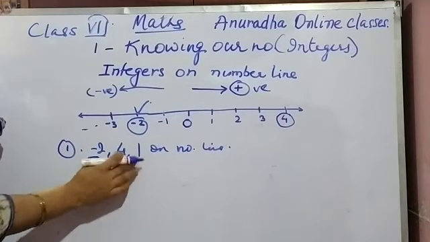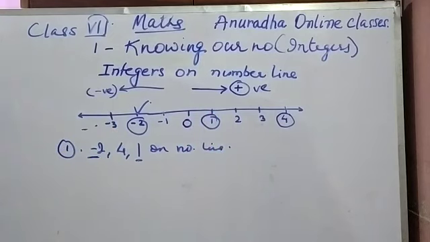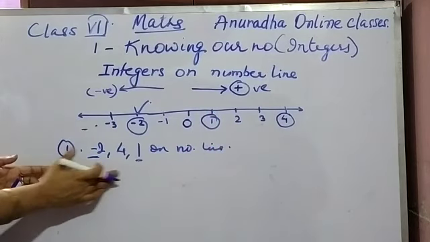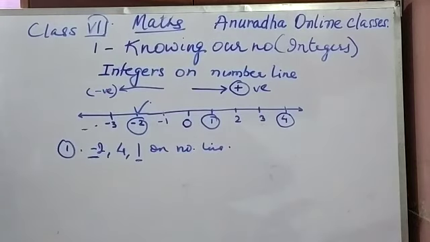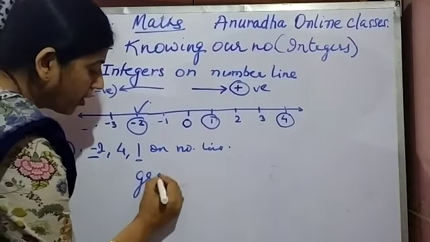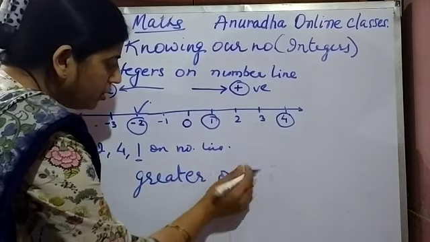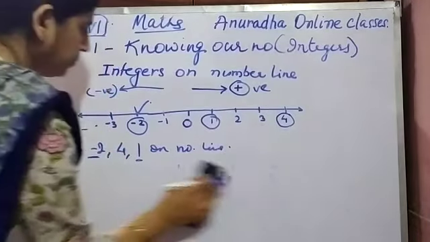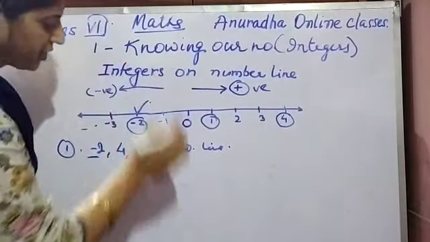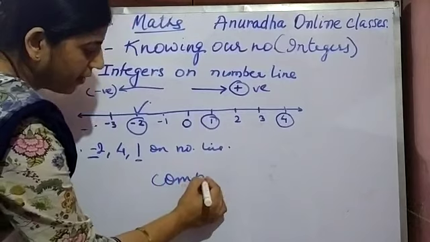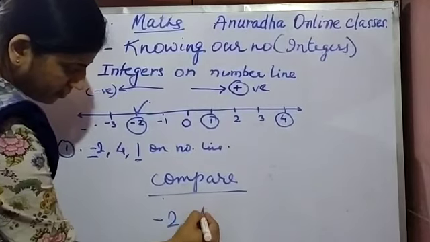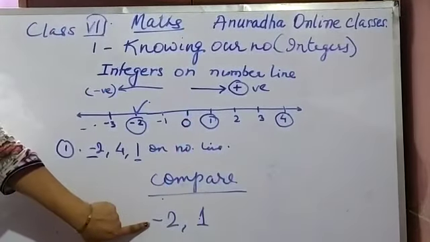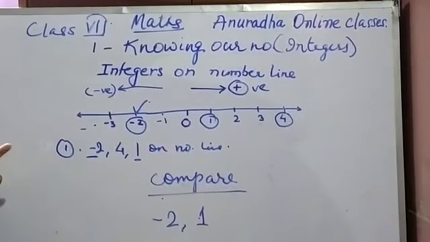Now, one more thing. There is 1. 1 is also here. You have to represent it on the number line. If it is given like this, you can do this on the same number line. Okay. Now, one more thing I just want to tell you, let me do it in an easier way. If I say you have to compare minus 2 and 1, yes, compare the numbers, that means which is greater and which is smaller.